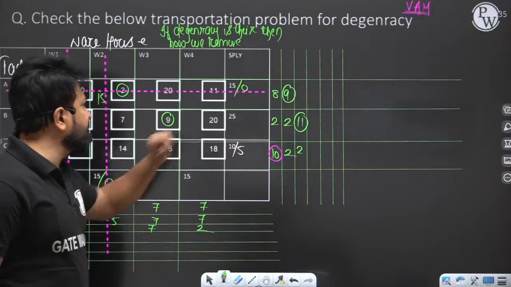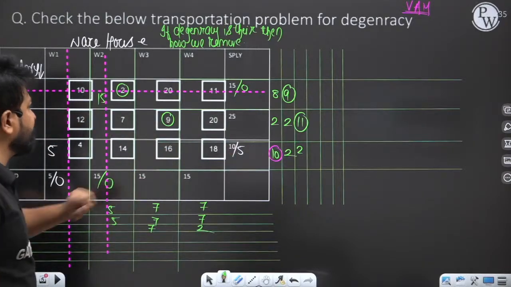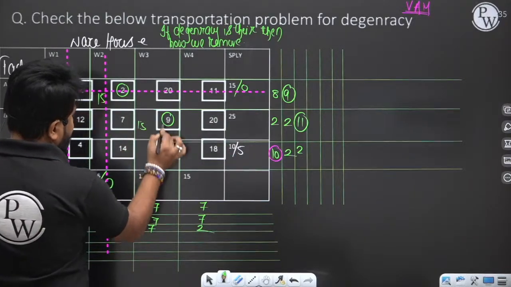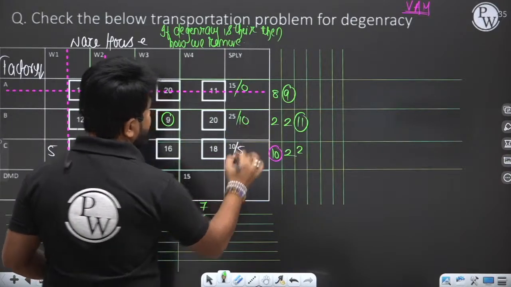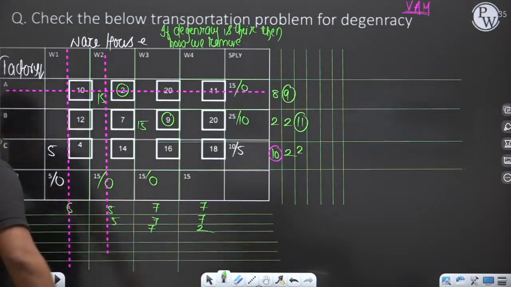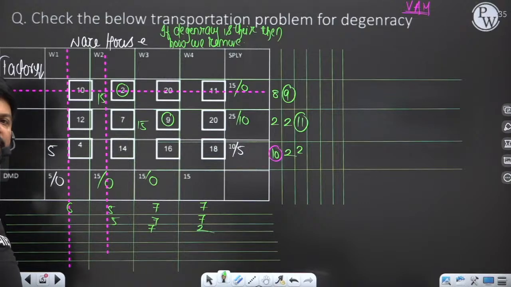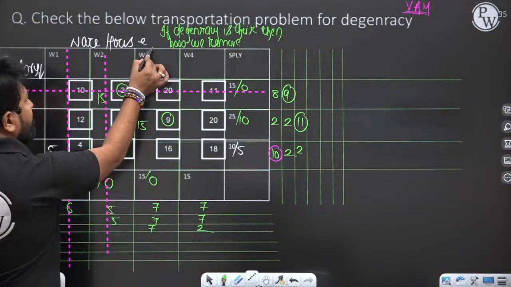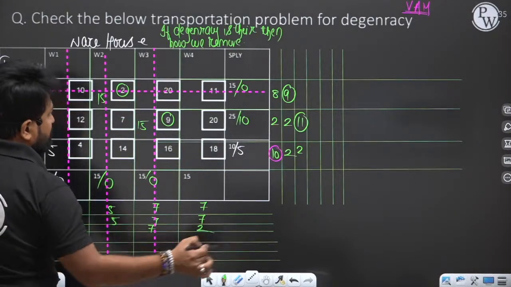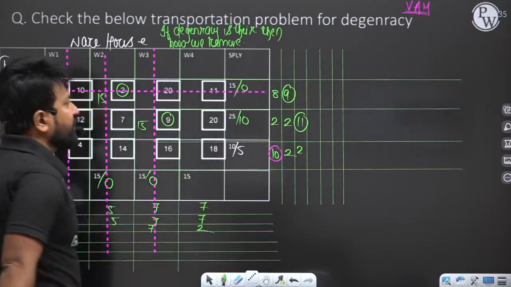B can supply 25. W3 can store how much? 15. So we are going to supply 15. Here demand is 0 and here 15 goes. It remains 10. Yes or no? Now, my dear, here you can see the demand of W3 is fulfilled. So we are going to cancel it.